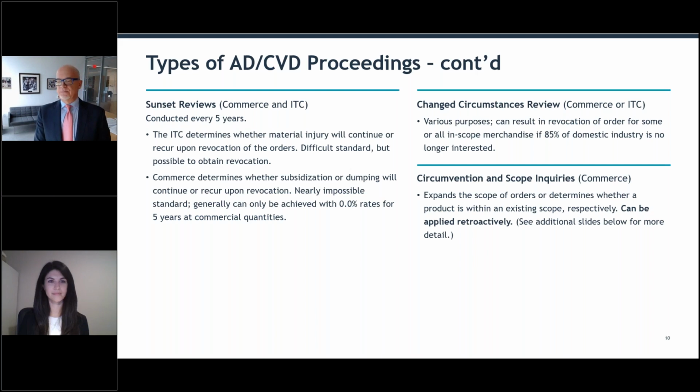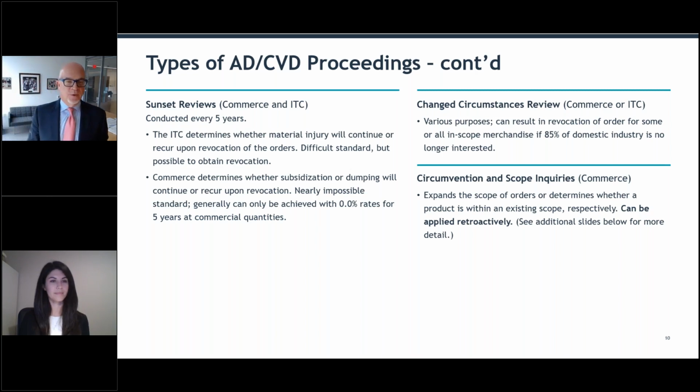The Commerce Department determines whether, if the order were removed, it would cause injury. If the order was removed, would dumping continue or would subsidization continue? The Commerce Department's standard is very, very difficult to overcome, and frankly impossible to overcome unless, as I say here in the slide, you've got 0% dumping rates or subsidy rates over the course of the 5 years that they look at during the sunset review.